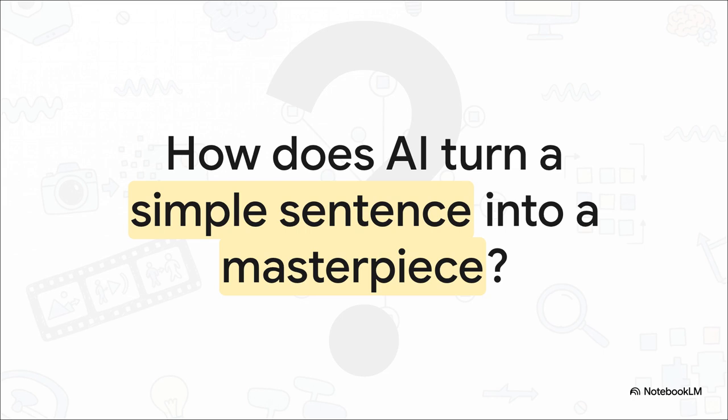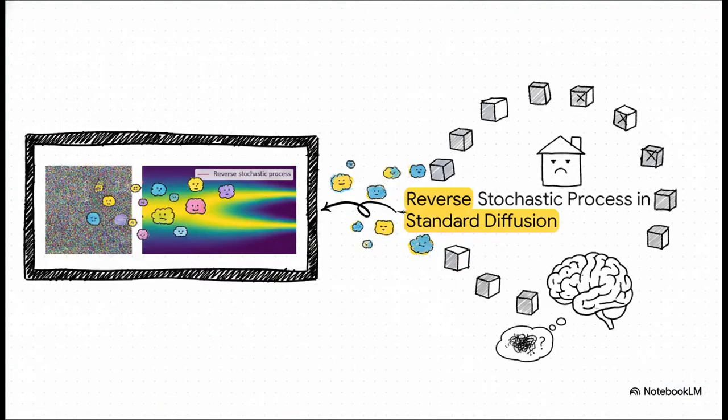We're going to break down this whole transition from text to visual, step by step, using the actual blueprints of the technology itself. Now, to understand where we are, we first kind of have to understand where we started. So take a look at this visual representing the reverse stochastic process. In standard diffusion, the AI basically starts with a screen full of pure random static. Think of an old television tuned to a dead channel.